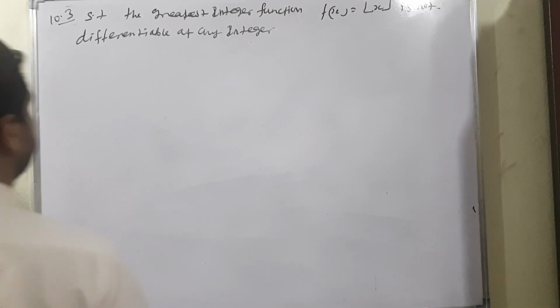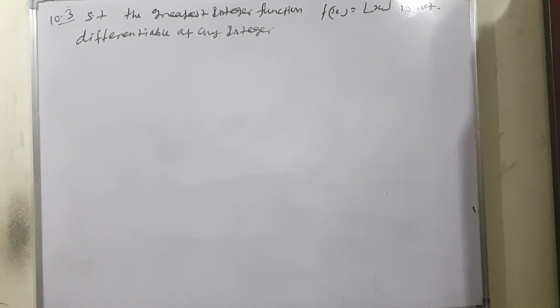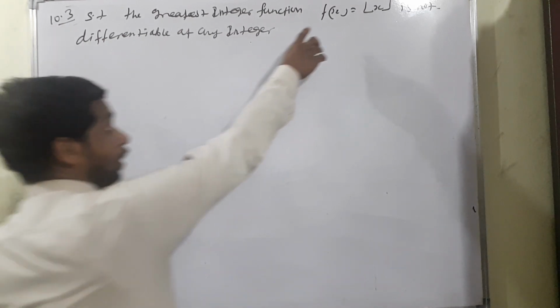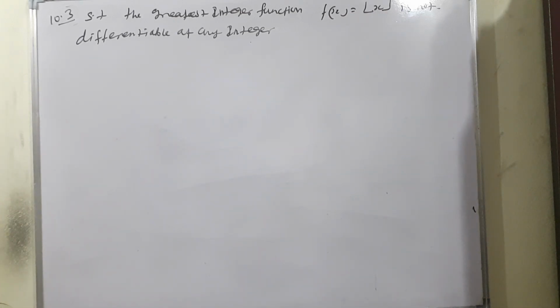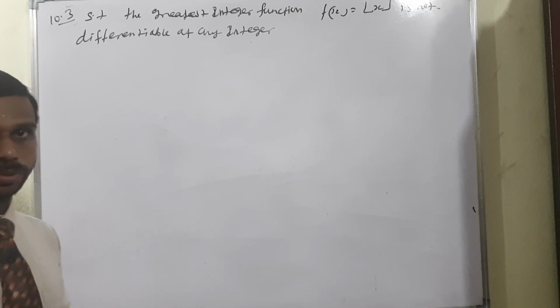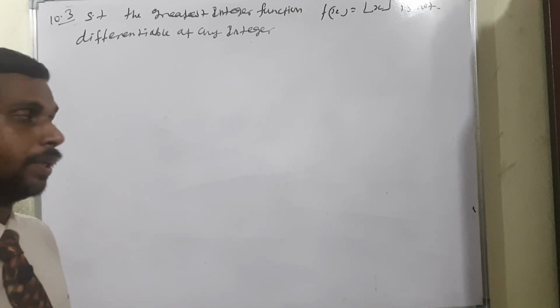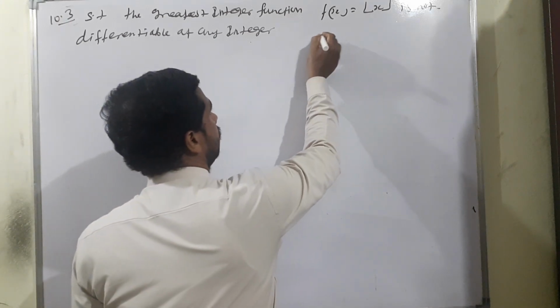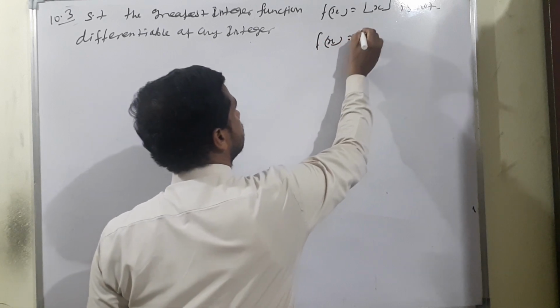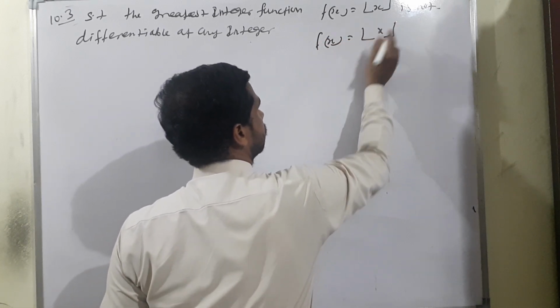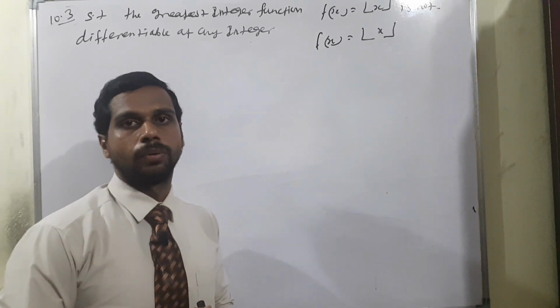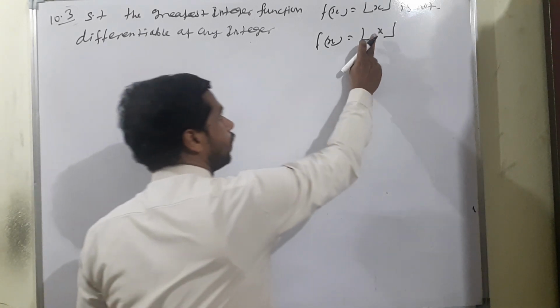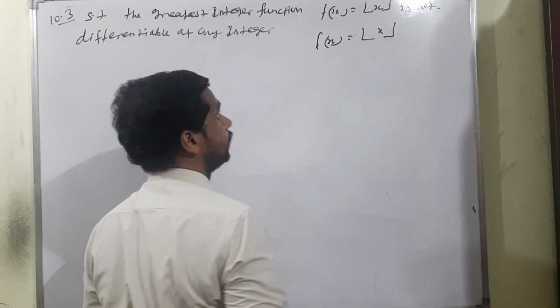Example 10.3: show that the greatest integer function f of x is not differentiable at any integer. First I am moving to an explanation of the meaning of the greatest integer function. Example, f of x is equal to the greatest integer symbol of x. This is called the greatest integer function.